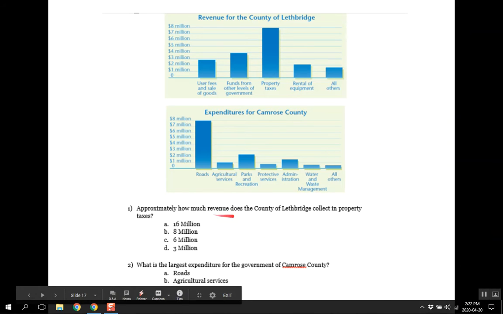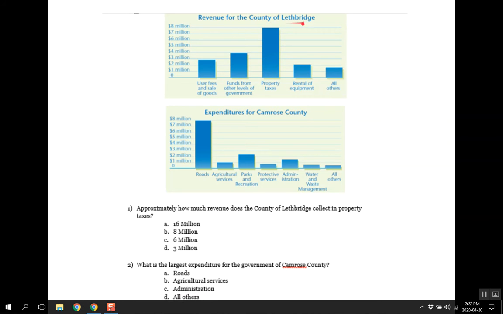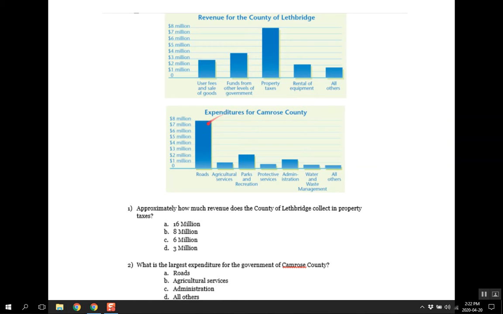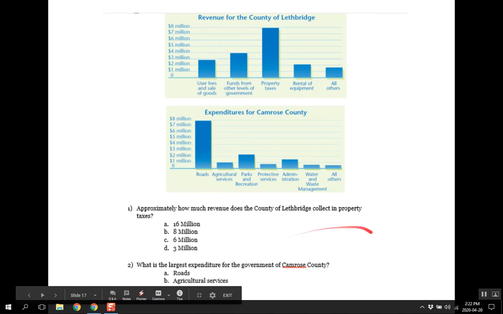So the first question, the County of Lethbridge collects in property taxes. This is Lethbridge. This is property taxes, county, not country. They collect about 8 million in property taxes. So the correct answer is B. For number 2, what is the largest expenditure for the government of Camrose County? For Camrose County's expenditures, their largest expenditure by far was roads. So A is your correct answer for number 2.